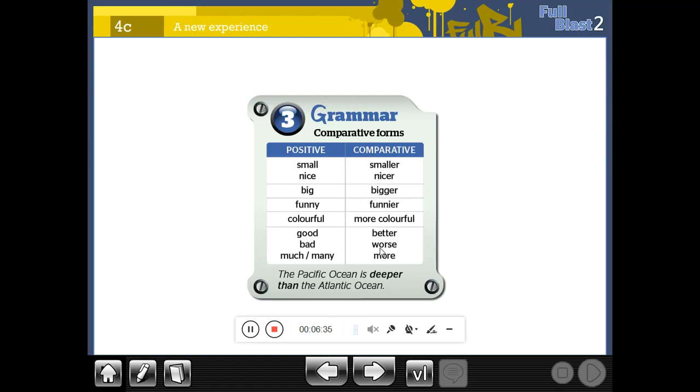Bad, worse. The opposite of good is bad. And if you compare between two, you have to say worse. Ahmed is worse than Ali at arts. Much and many, when you compare between two, it will be more. For example, Ali has many books, and Ahmed has also many books.